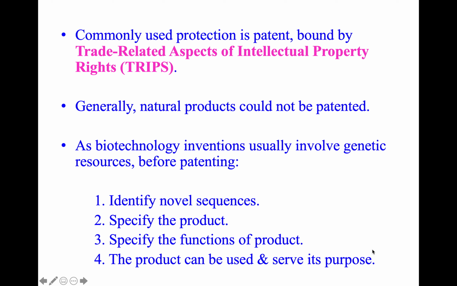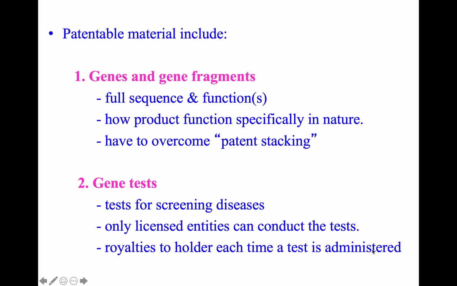As biotechnology inventions usually involve genetic resources, before patenting, you need to make sure that you check all these four elements. First, identify novel sequences if there are any. Second, specify the product. Third, specify the functions of the product. And fourth, the product can be used or serve its purpose. Don't just say that it could do this, do that, but in the end it could not.